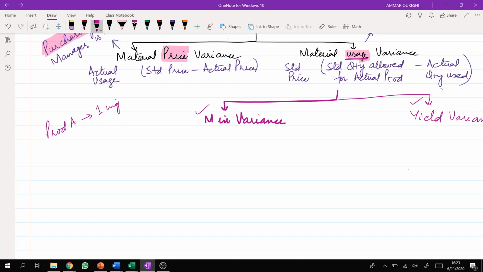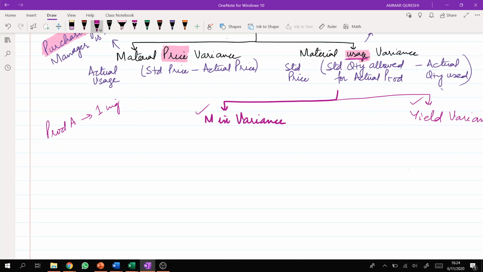If you are using just one raw material, there is no concept of mixing, and if there is no concept of mixing, there will be no mix variance in that situation. So first of all, just remember that mix and yield variances are only calculated in a scenario when a company uses more than one raw material in the manufacturing of the product. If a company uses three raw materials, you will calculate mix variance and yield variance. If a company uses just one raw material, neither mix variance nor yield variance will be calculated in that case.